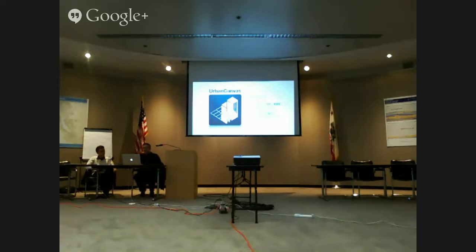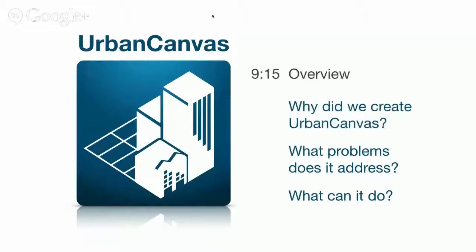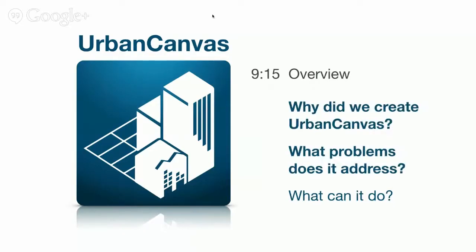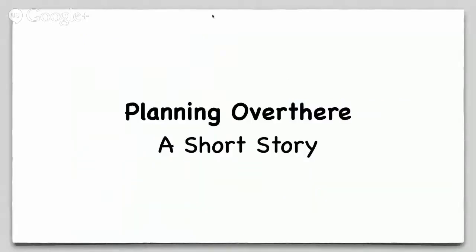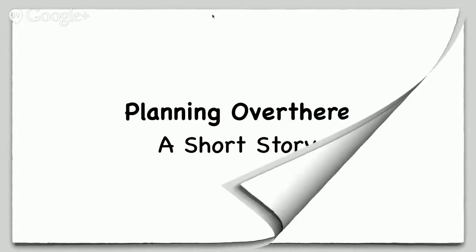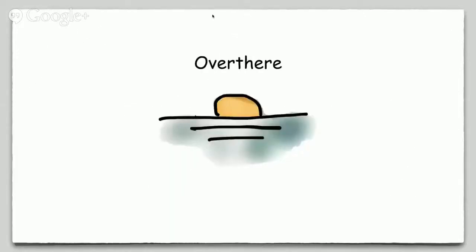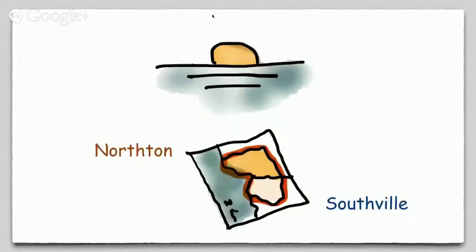So starting off, why we created UrbanCanvas in the first place. I'm going to explain this in the form of a story. So we're going to imagine an imaginary metropolitan region called Over There and talk about some of the issues that they have over there. So Over There is a coastal region comprised of two municipalities, Northton and Southville.